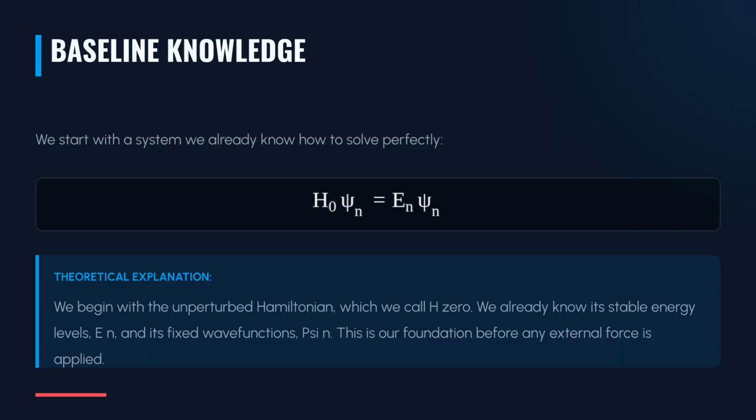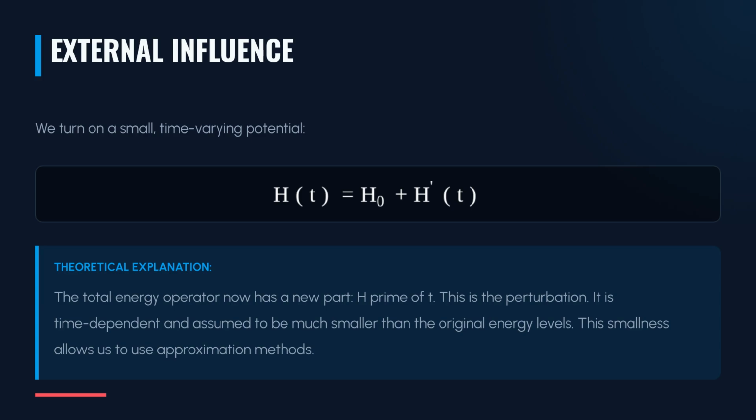We start with baseline knowledge, the unperturbed Hamiltonian H0. We already know its stable energy levels, En, and its fixed wave functions, psi-n. This is our foundation. Next, we introduce the external influence, a small, time-varying potential, H' of t. The total Hamiltonian H of t is the sum of H0 and this perturbation. We assume H' is much smaller than H0.